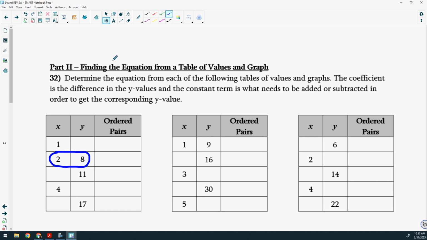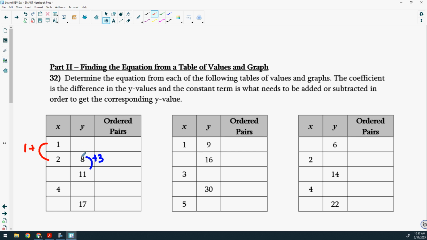Actually, let's not look. That's not what I meant. Not my change in x and y. What I actually meant is we're going to look at our changes between our y values and then our changes in our x values. So my changes in my y values are +3. So +3. And then my changes in my x values are +1.